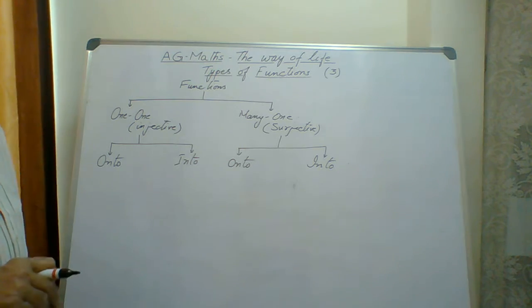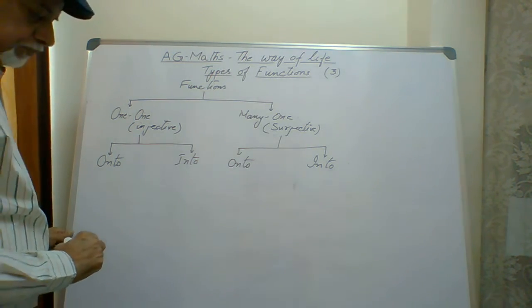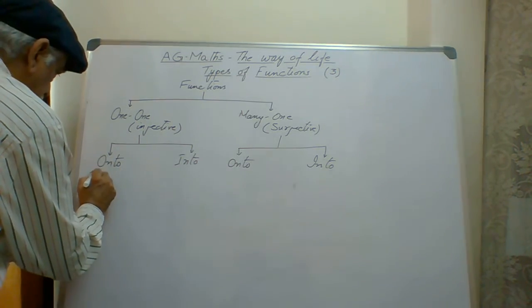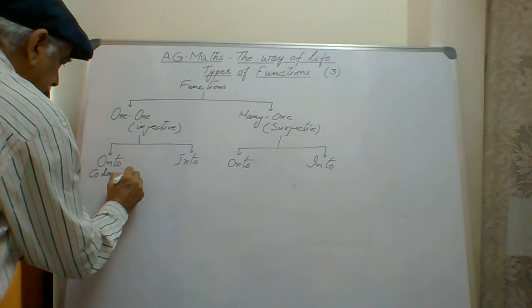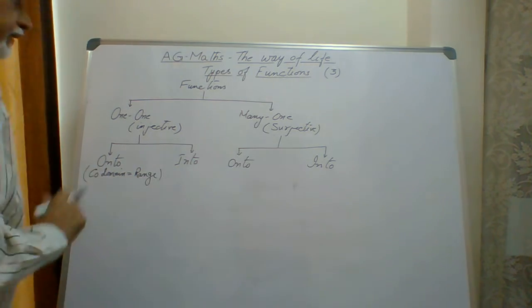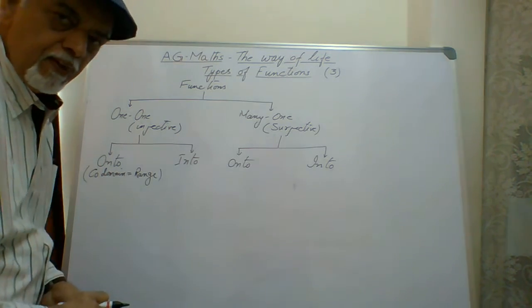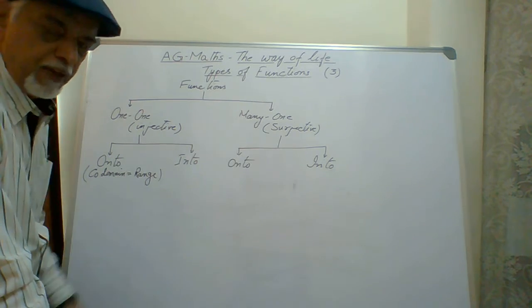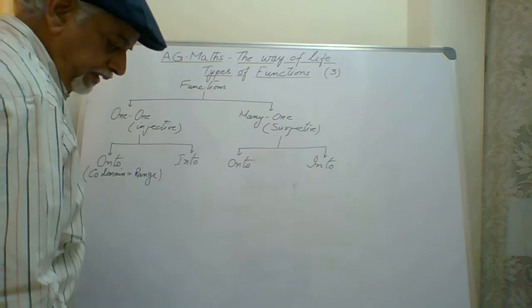Right. Now, what is the meaning of onto and into? Onto means codomain is equal to range. Here, codomain will be exactly equal to the range. This we have already discussed, what is range, what is domain, what is codomain, in my previous videos. If you have a clear idea, fine. Otherwise, you can revert back to my previous videos and get a clear idea of what is codomain and range.